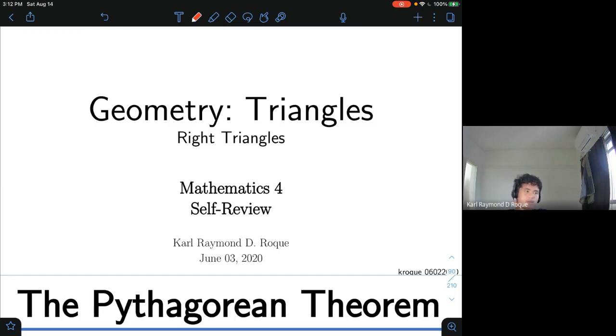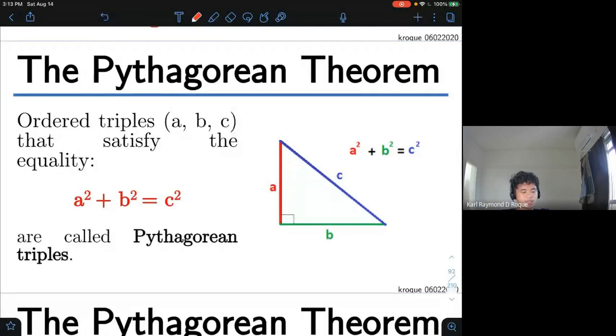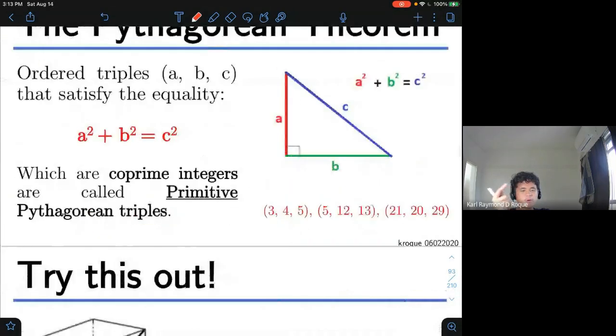Okay, that's great. Next, right triangles. Pythagorean theorem, I'm sure you already know this. A squared plus B squared equals C squared. As long as the 3 sides of a triangle satisfy this equality, we know that the triangle is a right triangle. The numbers that satisfy this equality are called a Pythagorean triple. If the integers are co-prime, not like 6, 8, 10 or 9, 12, 15, which have a common factor, then they are called a primitive Pythagorean triple.